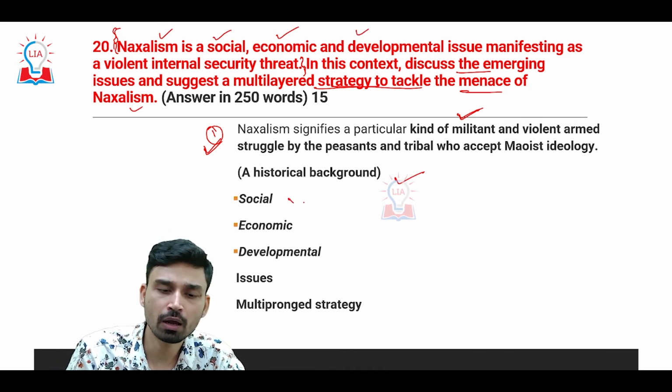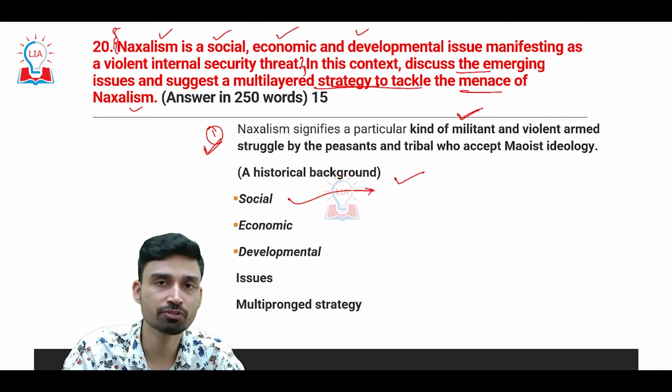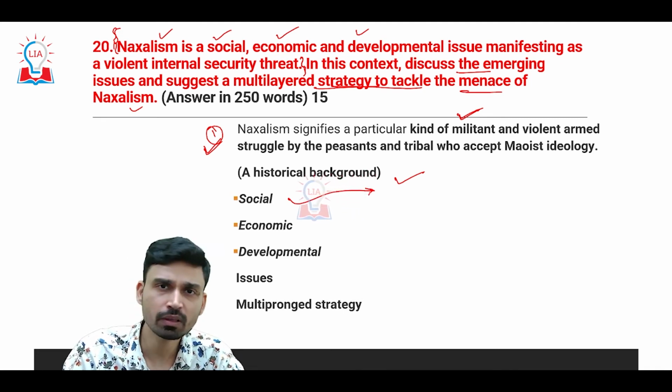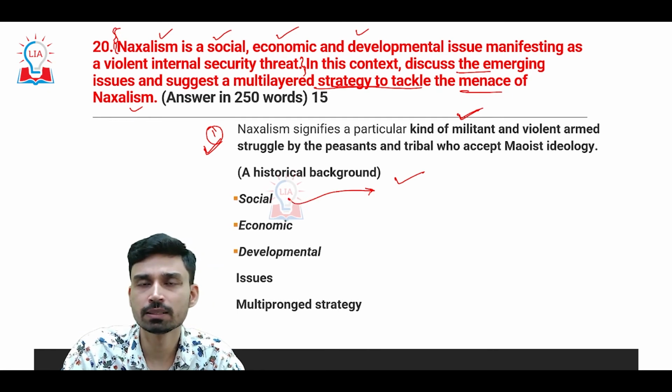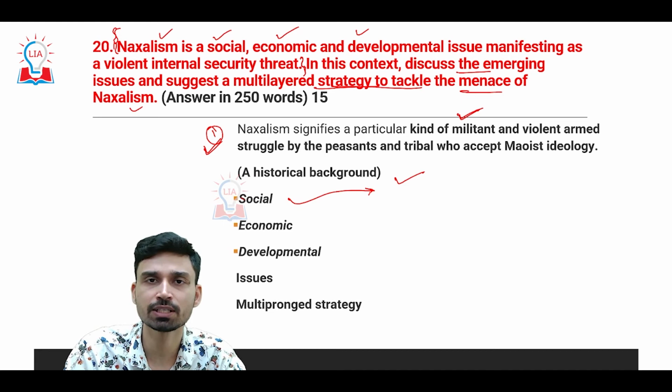And then you can talk about how social maldevelopment or social maladministration gives rise to Naxalism. Here you can talk about the problem that there are not enough schools, not enough basic facilities. We do not have water facilities available to the people in the Naxal affected areas. We do not have education facilities. We do not have health facilities.